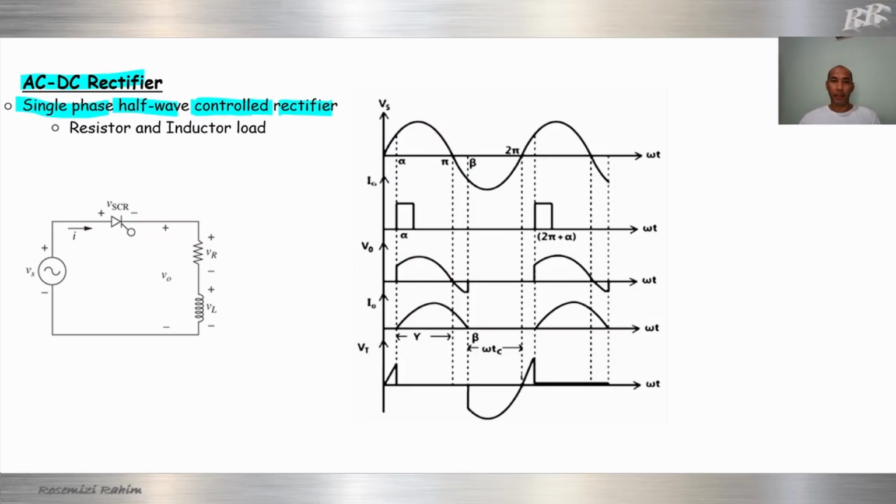Okay, third section is from pi to beta. This section is the negative cycle. Our input will be negative, so negative polarity like this: plus here, minus here.